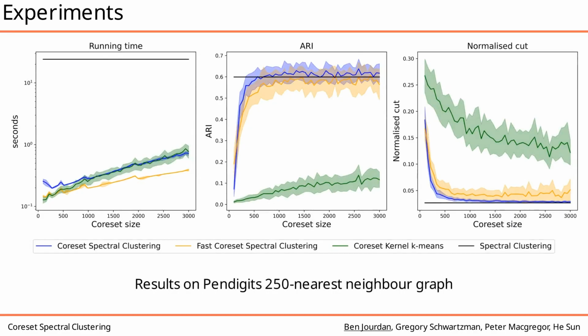In our experiments, we show that coreset spectral clustering produces significantly better clusters than coreset kernel k-means, and when we apply an existing method for speeding up spectral clustering, it is also faster. One of the reasons kernel k-means isn't often used is because it gets stuck in local minima, and this seems to only become more severe as the kernel matrix gets sparser. Looking at the ARI and normalized cut plots, we can see that kernel k-means struggles even with large coreset sizes.